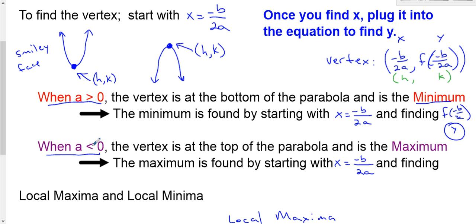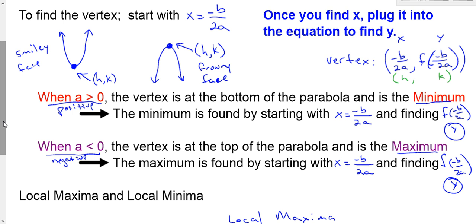So when a is less than 0, or negative, it's sad. It's in a bad mood. It's got a frowning face, and I call it a frowny face because it's like a sad face. So we have either a smiley face or a frowny face. Smiley face is when a is positive, and the frowny face is when a is negative. When we have a frowny face, the vertex is at the top of the parabola, and it is a maximum value. The maximum is found, again, starting with your x and finding your y by plugging in negative b over 2a, and that's your y value.